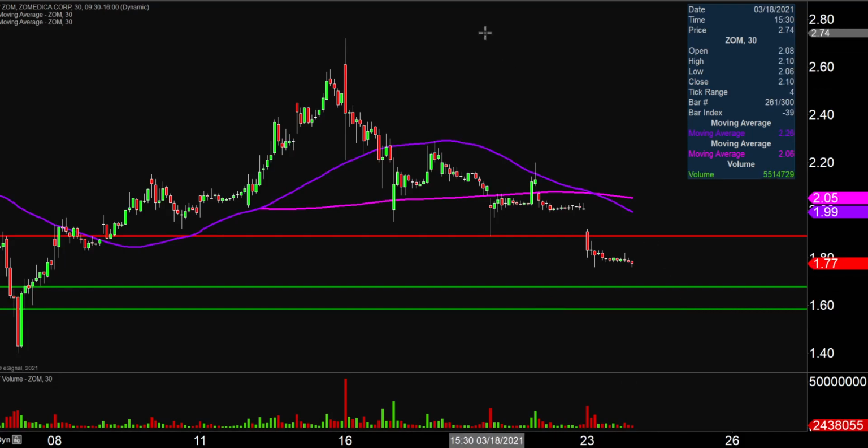But all in all, any angle you look at it, this big old pullback here continues. And it's really just a question of where is this thing going to finally find some sort of consolidation and bottom. So we'll keep an eye on those couple of green lines moving forward and see how this continues to play out.